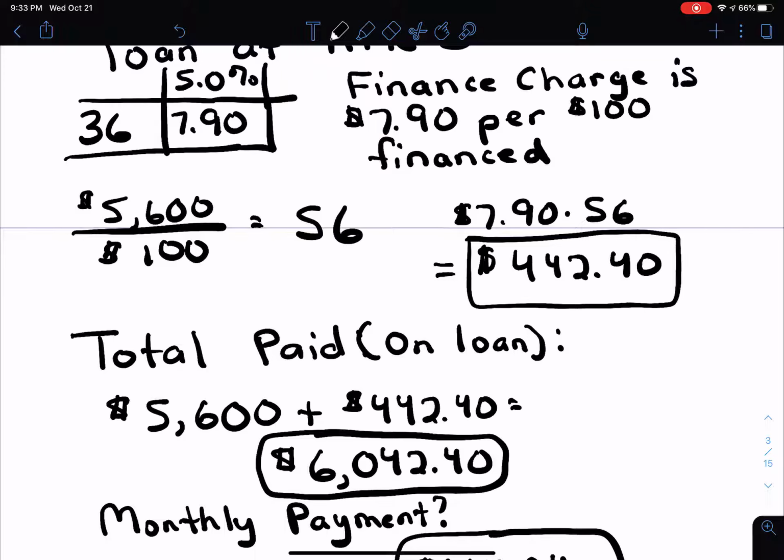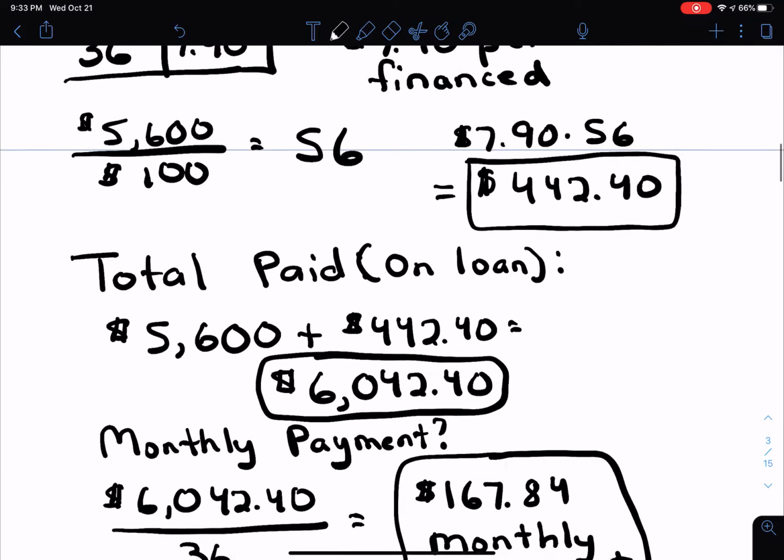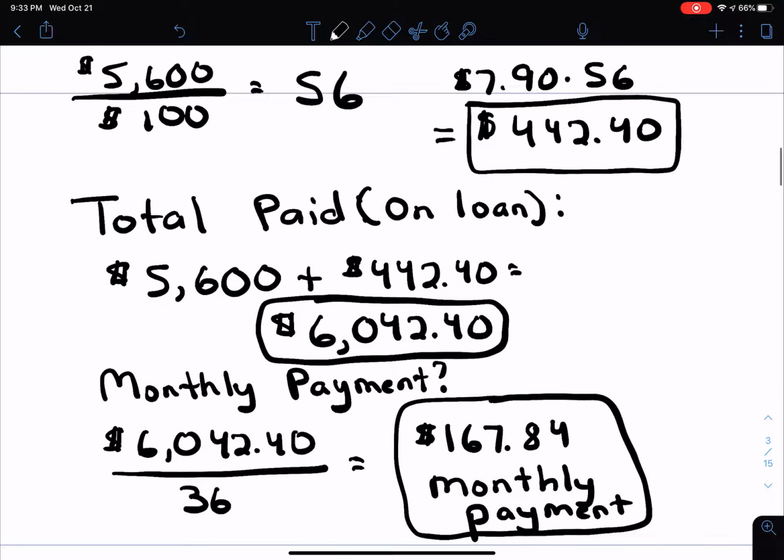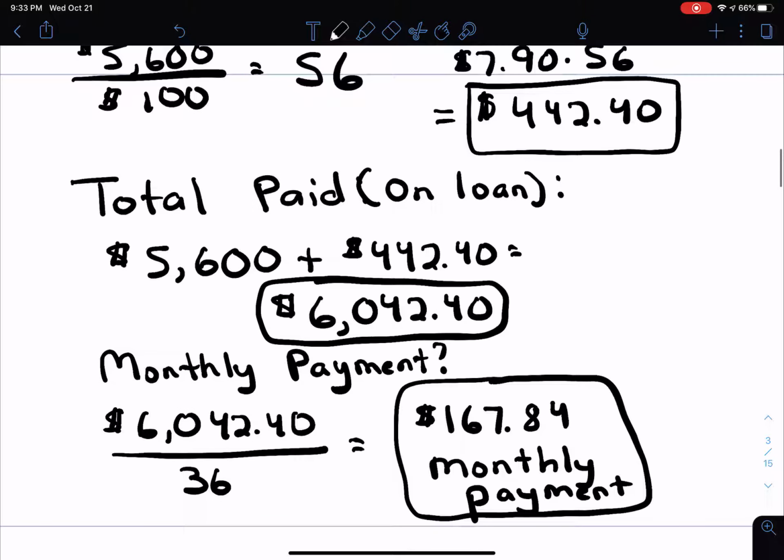So at the end of the 36-month loan, that'll be the additional charge paid in addition to the principal that was borrowed. So the principal $5,600 plus the $442.40 means this person's going to pay back $6,042.40 by the end of the loan. They make the monthly payments all the same. So since there's 36 months, divide that total by 36. And if you pay $167.84 every month, at the end of 36 months, you will have paid back that grand total of principal and interest.